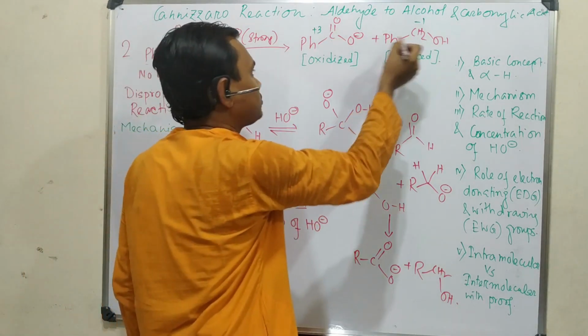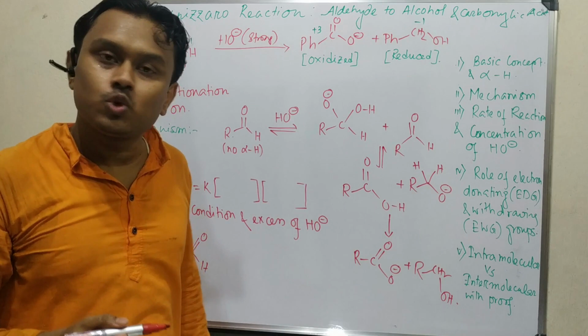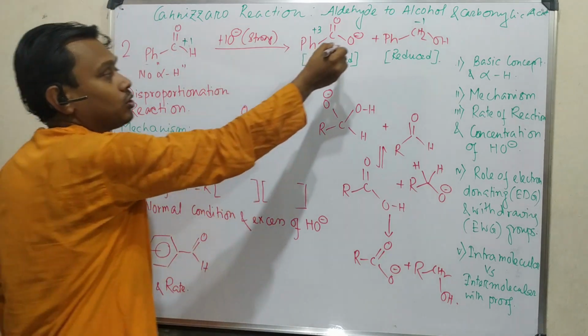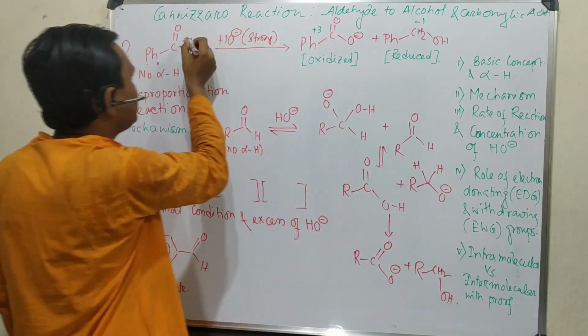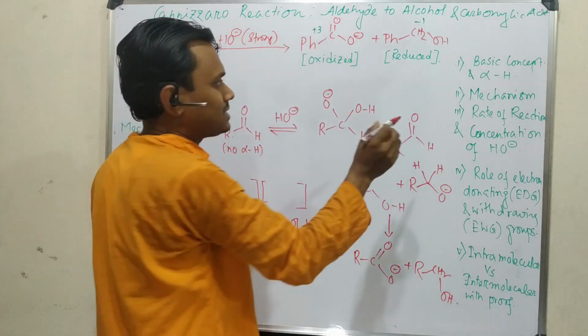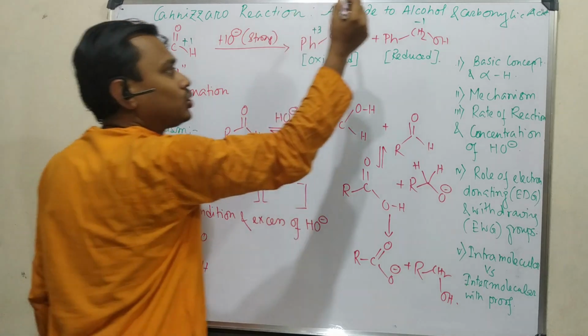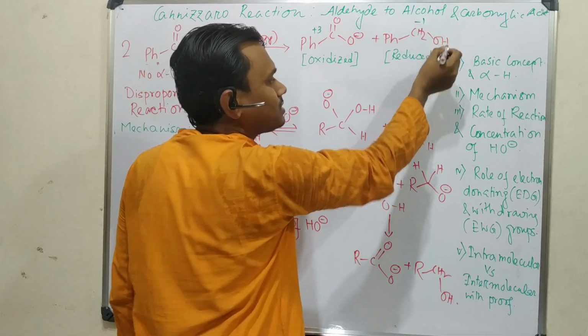But when it is oxidized in alkali, we get the corresponding benzoate. So benzoic acid will not be there, it will be benzoate. And this part is oxidized: the oxidation state goes from +1 to +3. Another goes from +1 to -1. This is reduced, and this is benzyl alcohol.